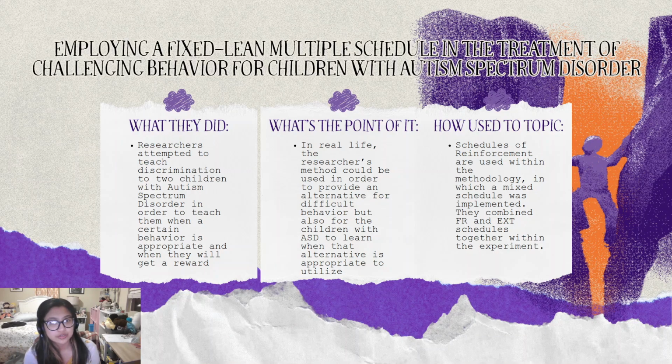The article I chose is called Employing a Fixed Ratio Multiple Schedule in the Treatment of Challenging Behavior for Children with Autism Spectrum Disorder, or ASD. Researchers wanted to investigate the best way to teach children with autism appropriate and alternate methods to communicate that they want something, called a Functional Communication Response, or FCR.